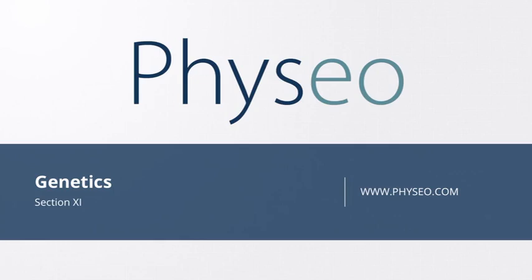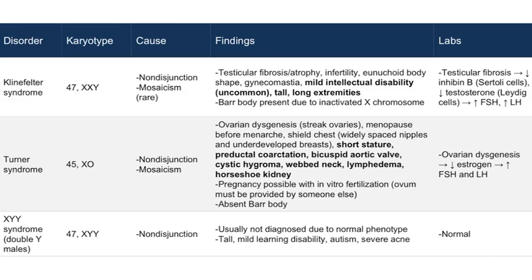Welcome to section 11 of genetics. In this section, we'll be discussing sex chromosome disorders. Let's get started. This is a table of sex chromosome disorders which can be found in section 11 of genetics.